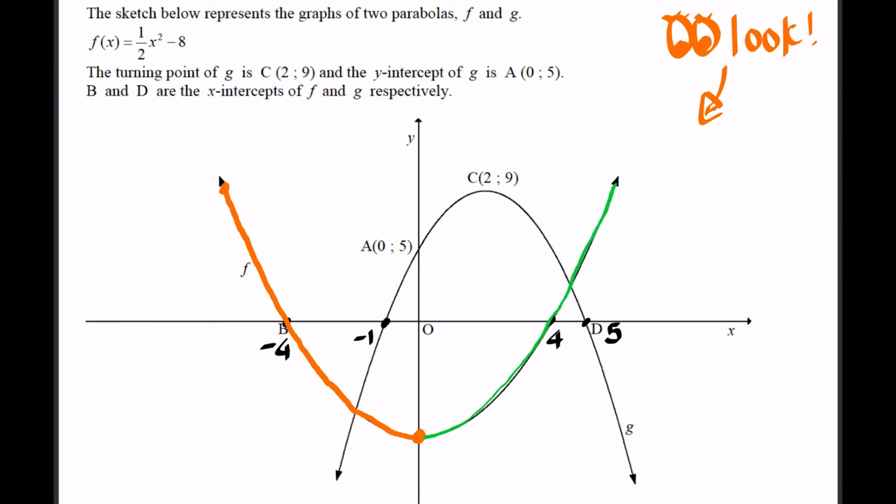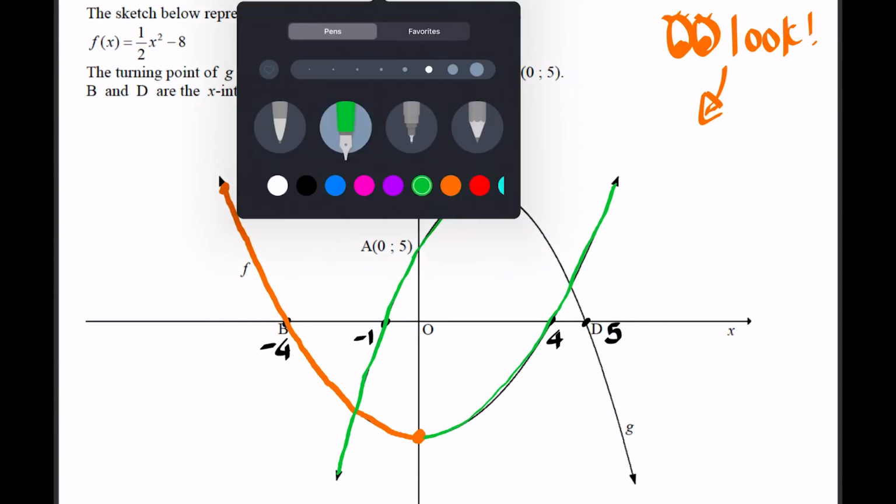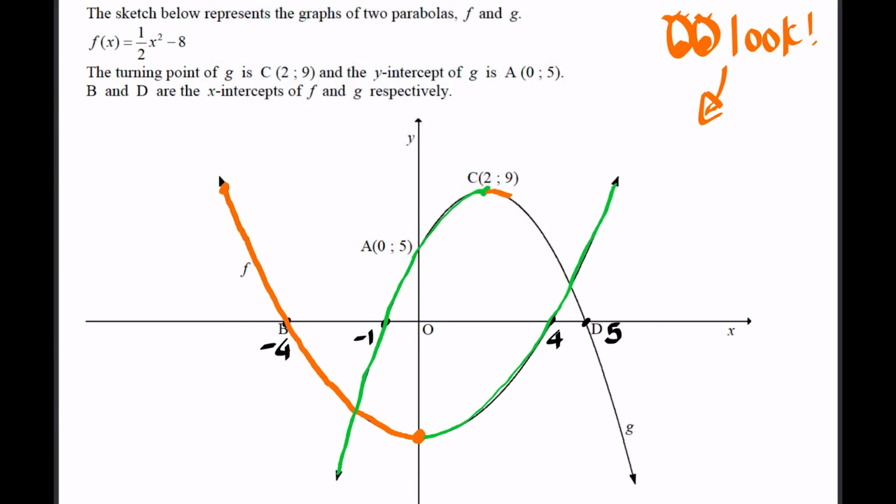If I look at G, I actually start with an increase. So I start and look, it's going up, going up, going up until the turning point. And then at the turning point, my graph is now decreasing or going down. So now I need to be able to identify where both graphs are increasing. So I can see over here, this graph is decreasing.